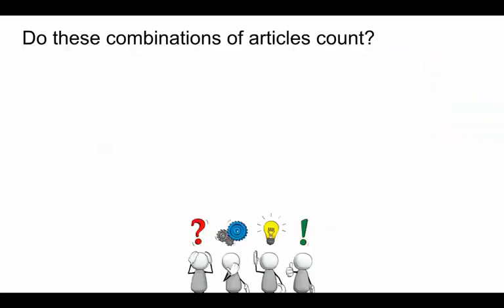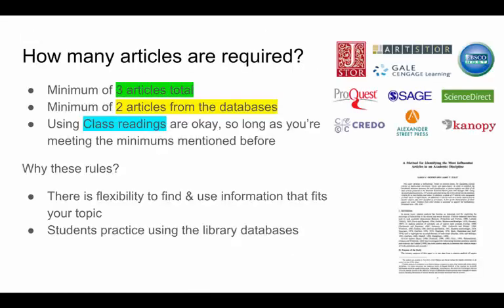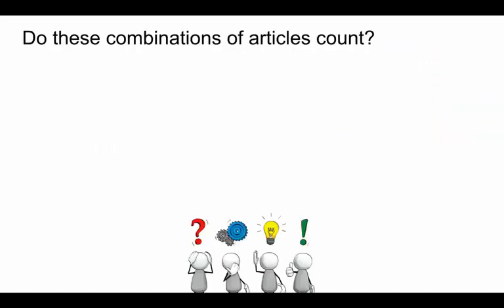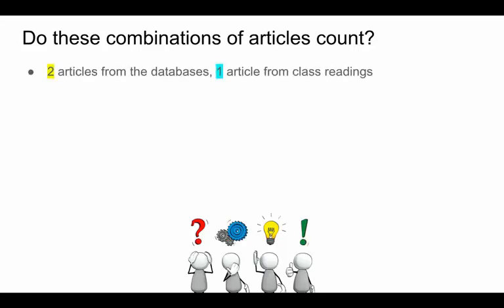So I want to give a few different scenarios so that you can make sure that you understand what the requirements are. Another thing I want to mention is there is no maximum on the articles. So if you want to have a lot of articles that you're referencing, that's okay. But the thing to keep in mind is this minimum. So let's think about if these different combinations of articles count. If you have 2 articles from the databases and 1 article from class readings, does that count? Have you met the minimum? Take a moment and think about it.